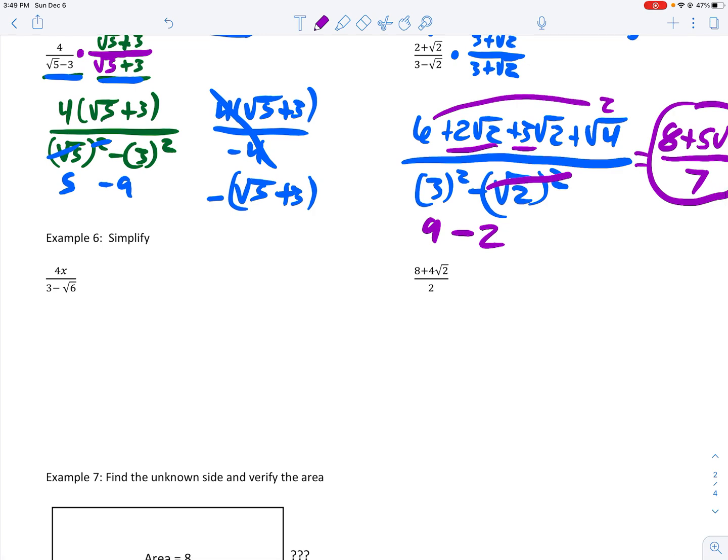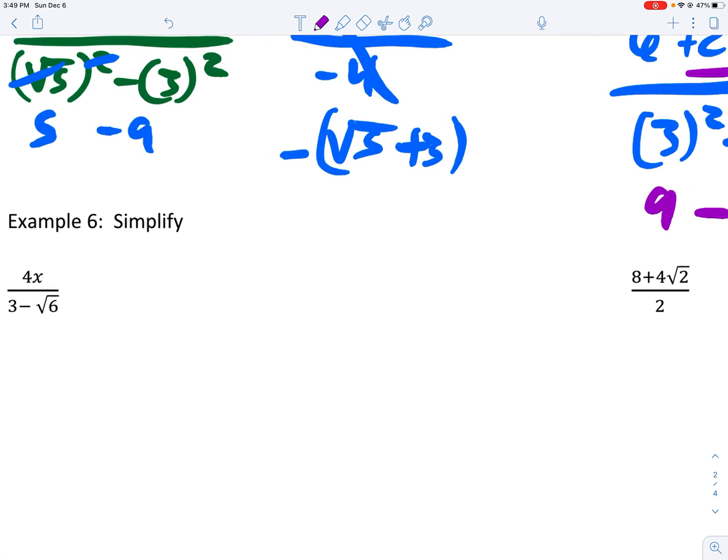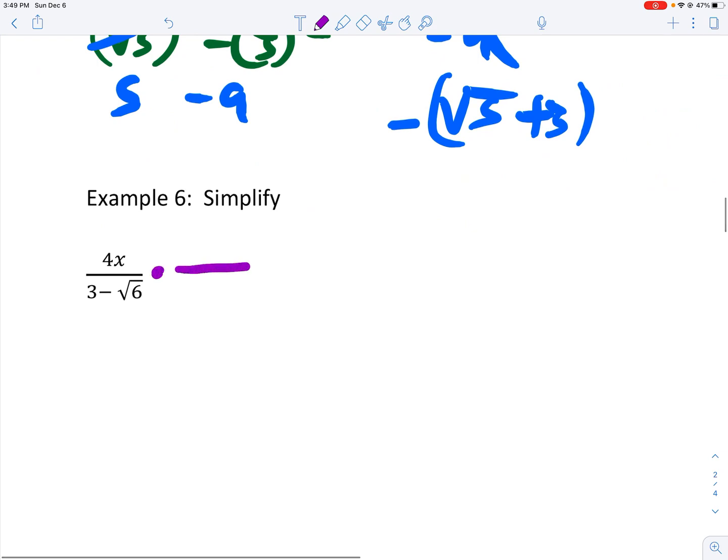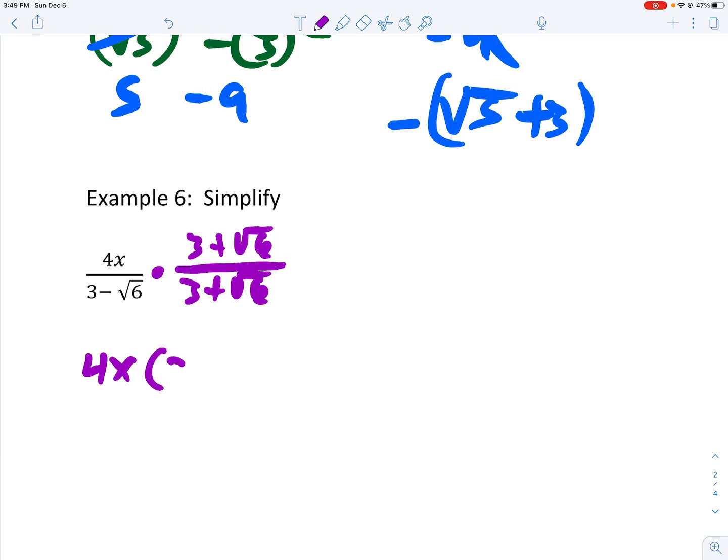Okay, if you look at example 6, similar idea to the one we just did. So I'm going to multiply by its conjugate, which would be 3 plus root 6. So in the numerator, it's 4x times 3 plus root 6.